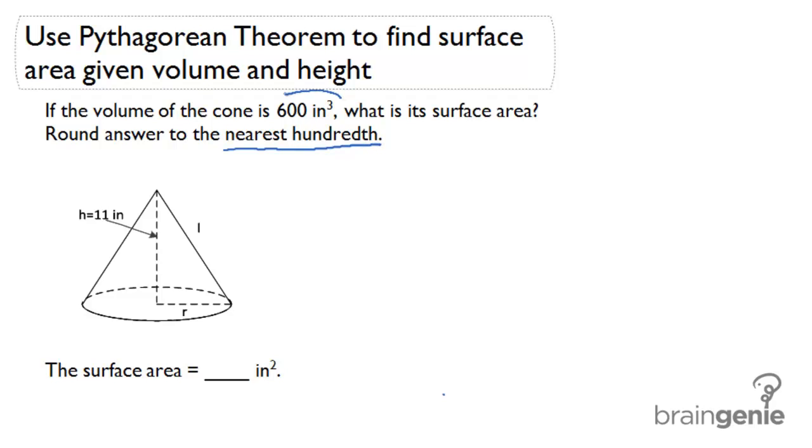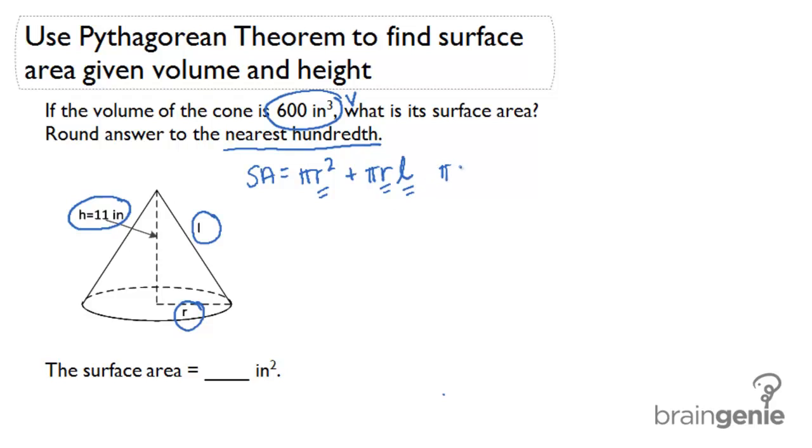Okay, now the volume is 600 inches cubed. So that's part of the information I know. Let's take a look at the picture to see what else we know. We know that the height is 11 inches. We're missing the slant height, and we're missing the radius. And we know that the surface area formula for a cone is pi r squared plus pi r l. So basically we're missing everything we need except for pi, and we already know what pi is.